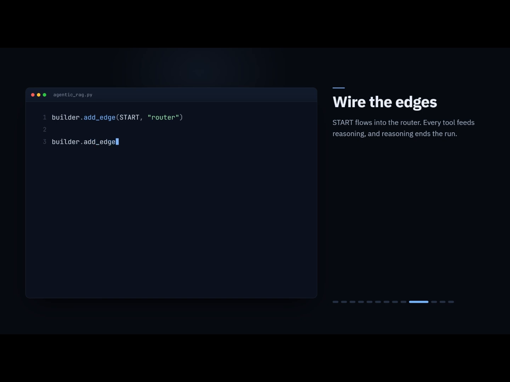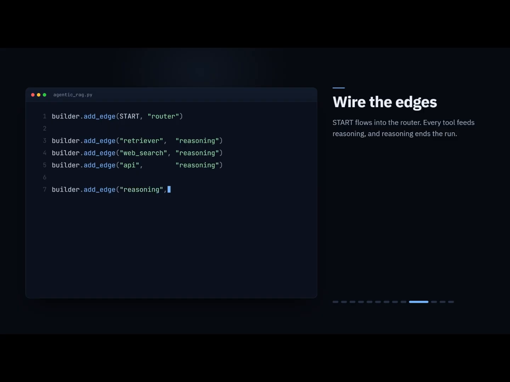Next, we define the fixed edges by specifying the node names to connect. The workflow always starts at the routing agent. Regardless of which tools are executed, their outputs are always passed to the reasoning agent. Once the reasoning agent generates the final answer, the workflow reaches the end node.